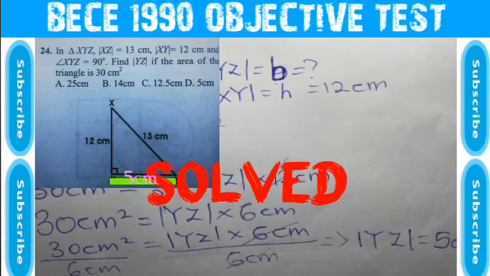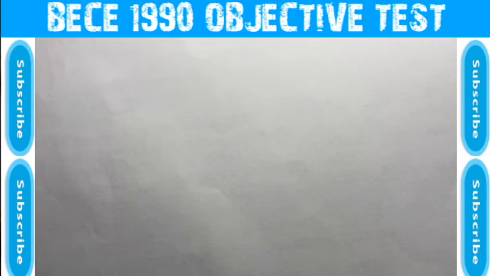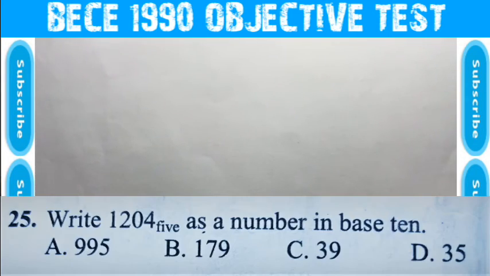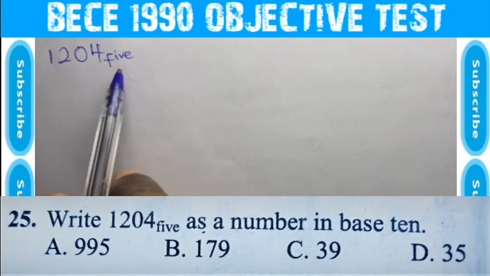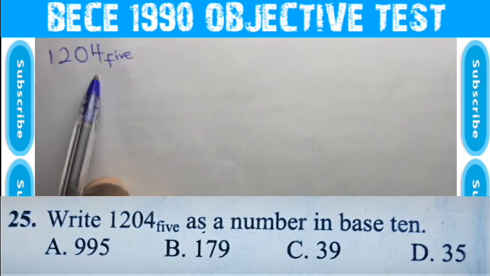Let's move on and take a look at question 25. We are moving on to question 25, and the question will be displayed on the screen. So with question 25, this is how we go about it. We are converting a particular value. We have 1204 base 5, and we are converting that to base 10. So this is what we do. Let's write the number down: 1204 base 5, and we are converting this to base 10.